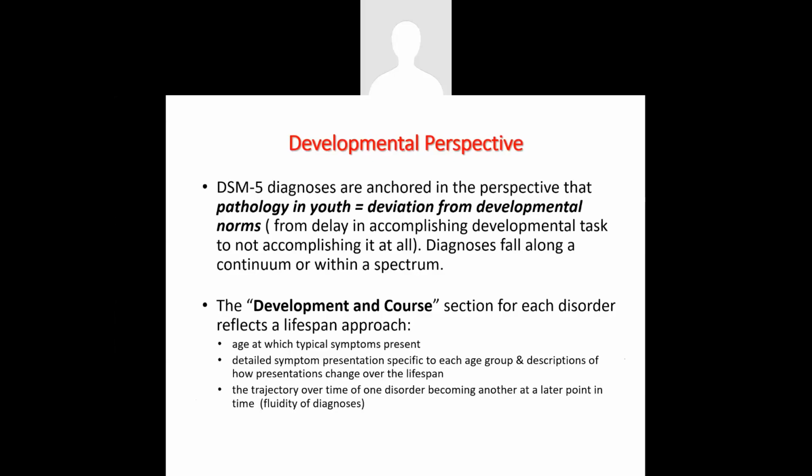So some of our diagnoses you're going to see there's maybe a separate list of criteria for, say, children under the age of 6. The trajectory over time of one disorder becoming another at a later point in time. So there are a couple of diagnoses that tend to have a little bit of a shift over time. So a person might shift from one diagnosis early in the lifespan to something that is more permanent for adults. That is a fluidity of diagnoses.